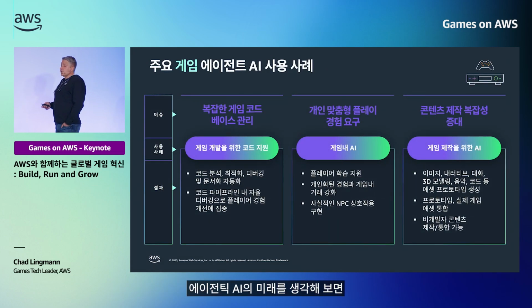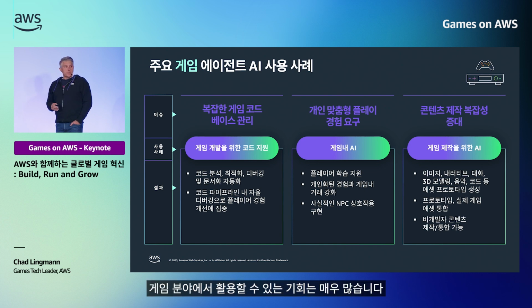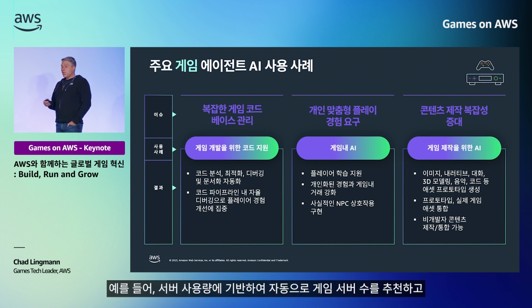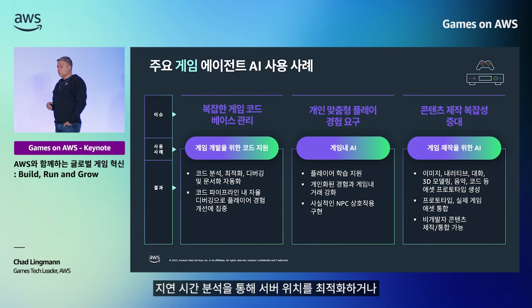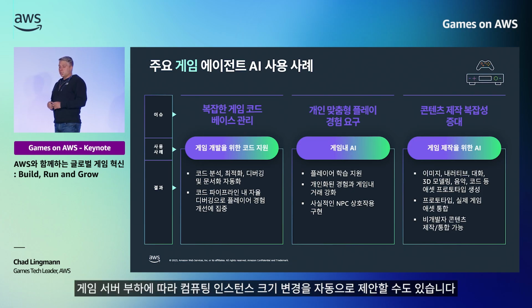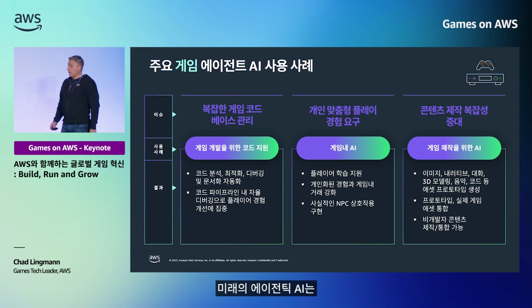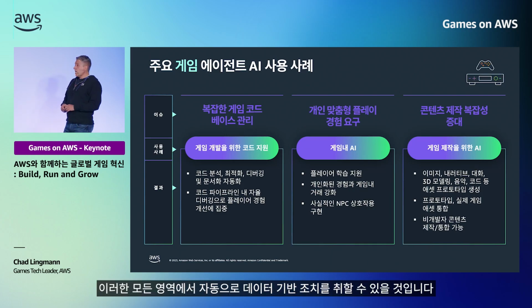Thinking about the future of agentic AI, there are many opportunities for use in games. From making automated recommendations for game server numbers based on utilization, game server placement based on latency analysis, to even making recommended changes in your compute instance sizes based on game server loads. Future agentic AI, where allowed, could automatically action data across all of these areas.